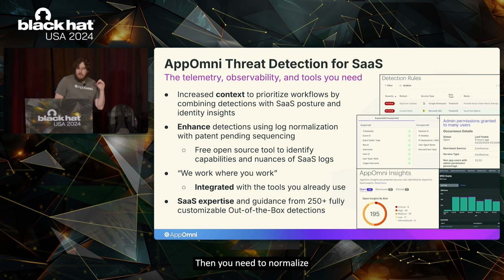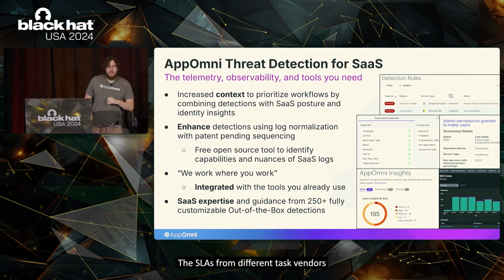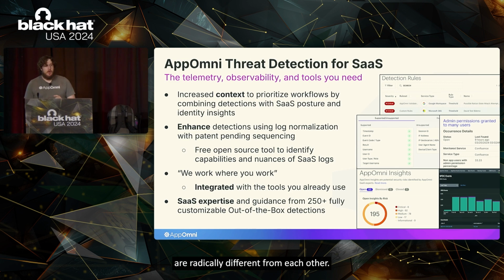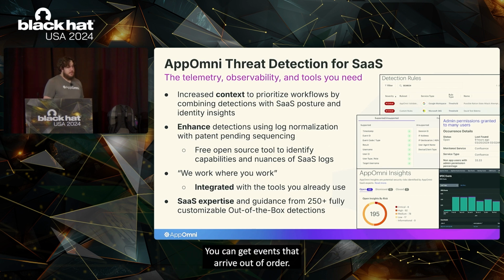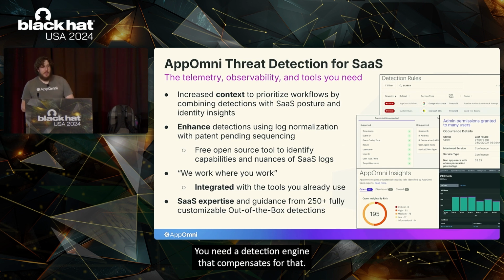Then you need to normalize and compensate for delayed and out-of-order log delivery. The SLAs from different SaaS vendors, and there's hundreds of them, are radically different from each other. You can get events that arrive out of order. You can get events that arrive multiple hours delayed. You need a detection engine that compensates for that.